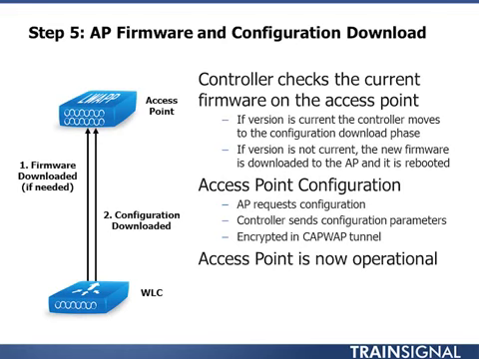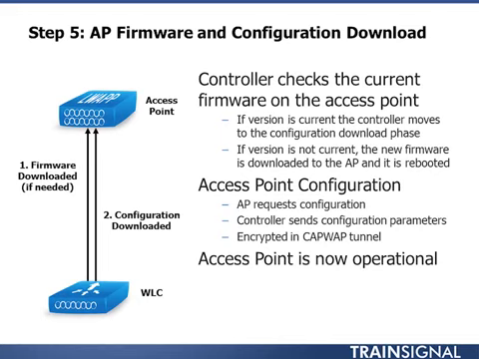So step 5 is really to make sure that the access point firmware and configuration is consistent with the controller. So it would first check the firmware image, and if it is not the same as the controller, it will request the download and then update itself. Once the AP has successfully downloaded the image from the controller, it'll actually reboot itself with that new image, and then the whole process will start again, going back to step 1.